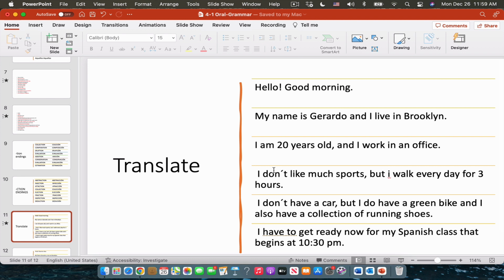Hola, buenos días. Me llamo Gerardo y yo vivo en Brooklyn. Tengo 20 años y trabajo en una oficina. No me gustan mucho los deportes, pero yo camino todos los días por 3 horas. Yo no tengo un carro, pero yo tengo una bicicleta verde y también tengo una colección de zapatos para correr. Yo tengo que prepararme para mi clase de español que empieza a las 10:30.